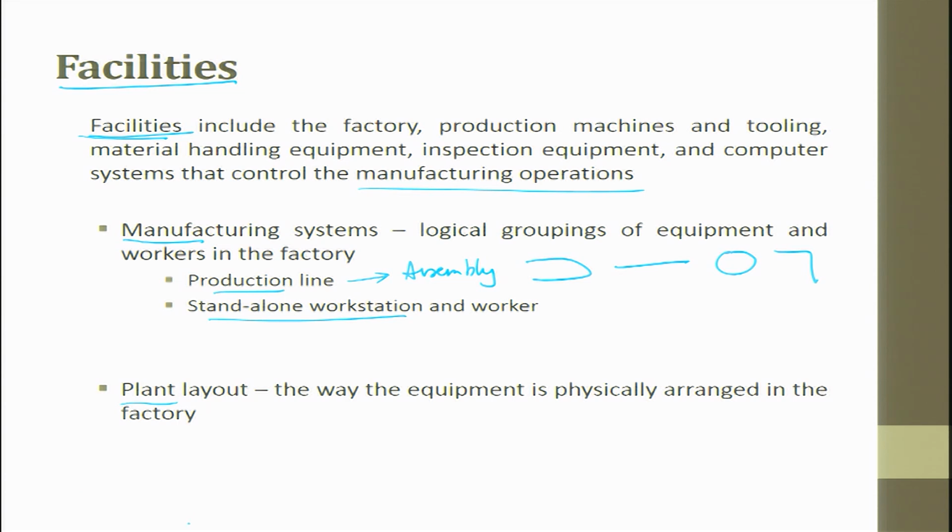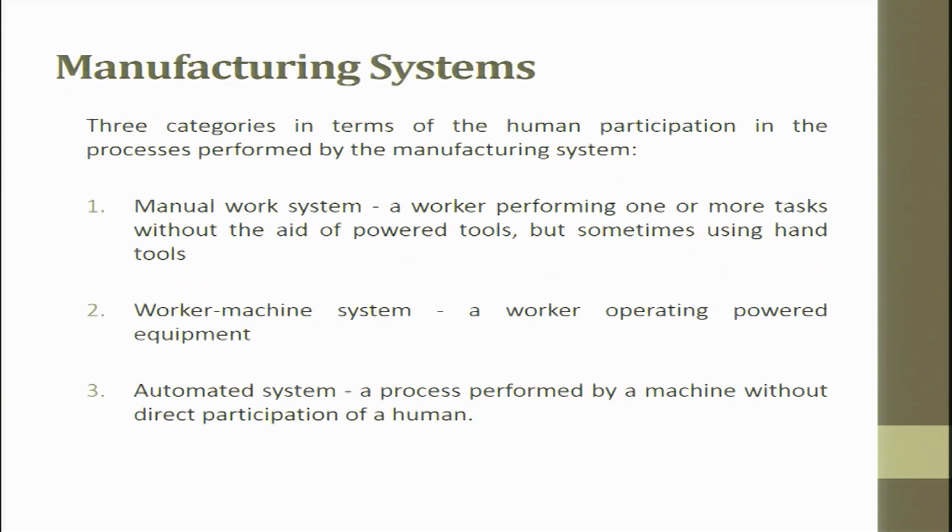Layout is very important, because layout tries to make sure that the part does not move randomly inside a factory. So, arranging of machines, arranging of operators is very important. There are three categories in terms of human participation in the process performed by manufacturing system. It can be manual work system, it can be worker machine system, it can be automated system. It is manual, semi-automatic, automatic.